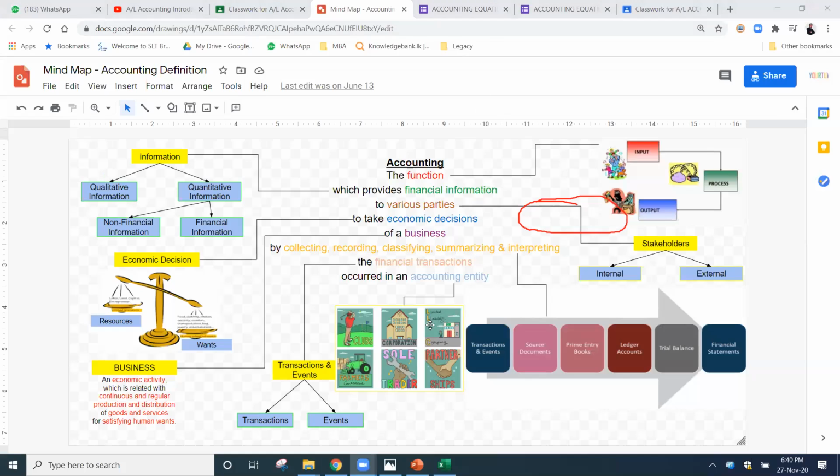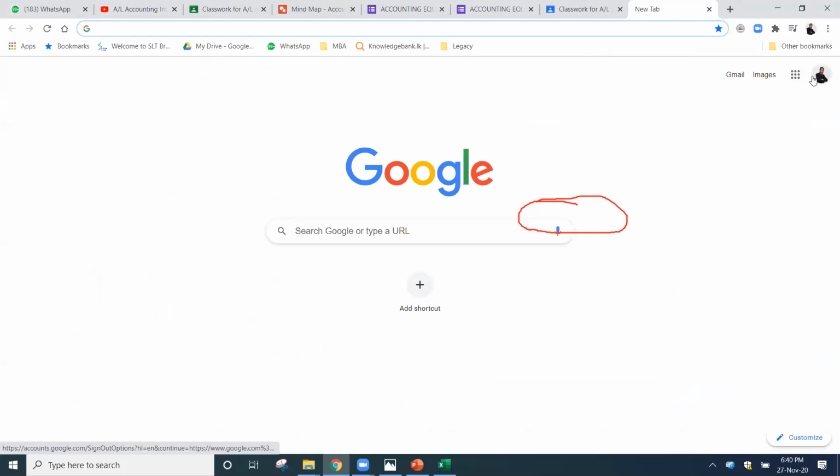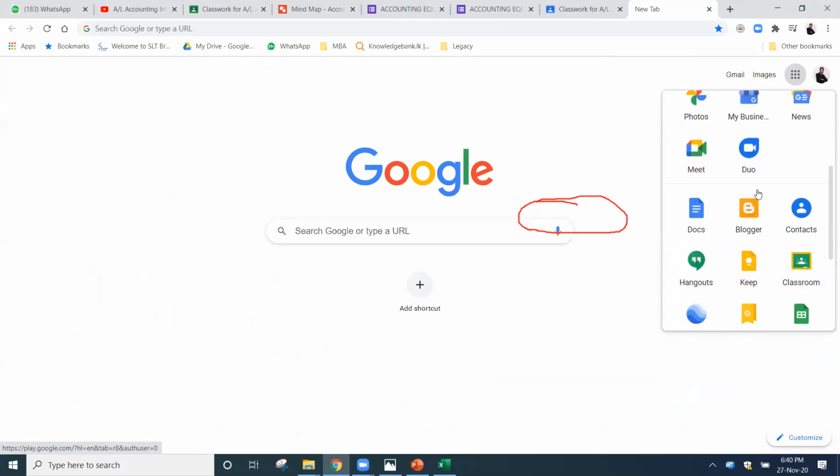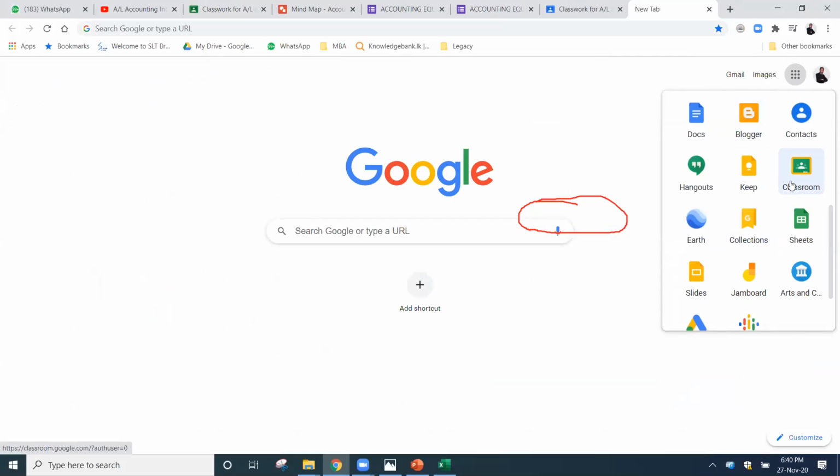So I'm answering some of the questions that you are asking. There was one more question: can you show again how to log into the Google Classroom? Once you log into Google, you will have these nine points. Under that, on the right side, there is Google Classroom. You click on that.